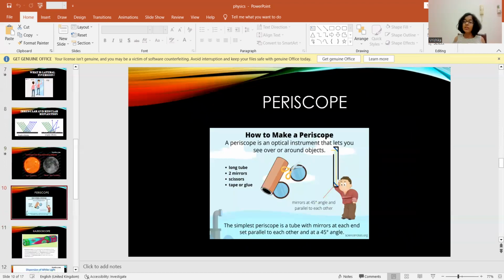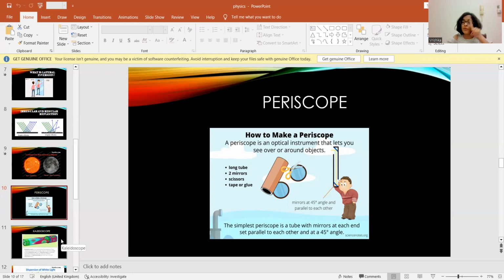Let us see what is a periscope. A periscope is an optical instrument that lets you see over or around objects. The simplest periscope is a tube with mirrors at each end set parallel to each other at angle of 45 degrees.